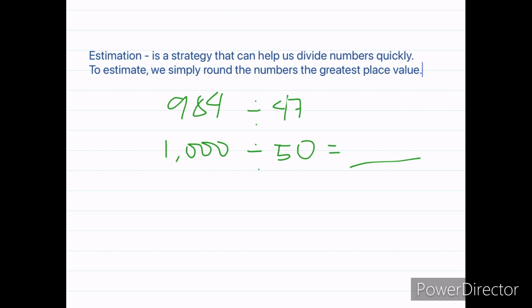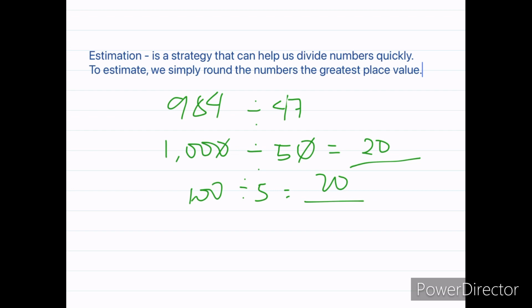Again, like what I said earlier, if there's a 0 in both divisor and dividend, cross out the zeros. So 100 divided by 5. How many 5 are there in 100? We have 20. So therefore, the answer is 20. Okay. So that is what we call estimation.